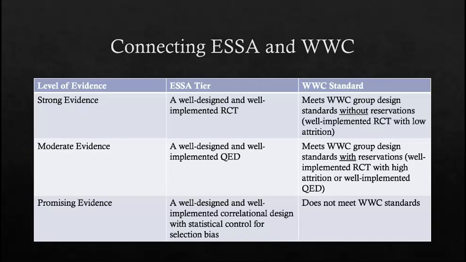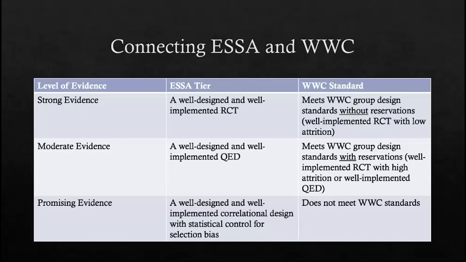Different designs and analytical strategies can lead to levels of evidence that are strong, moderate, or promising. Generally speaking, in terms of design, an RCT, also known as the gold standard, is required for classifying evidence as strong. Quasi-experimental designs, or QEDs, can result in moderate evidence, and descriptive or correlational studies can show promising evidence. As I stated earlier, these two systems are used for classifying strength of evidence for federal grant dollars and large-scale evaluations.